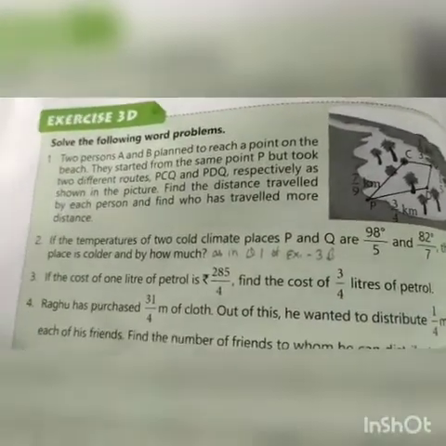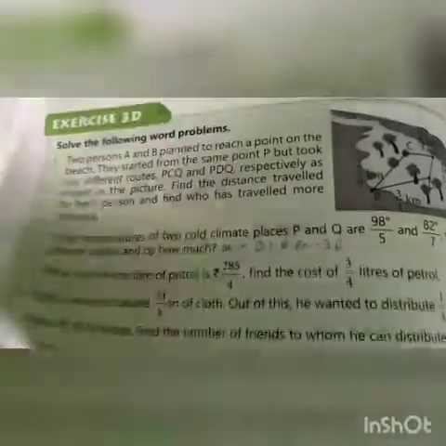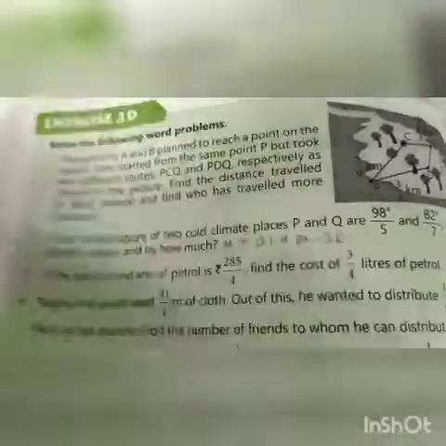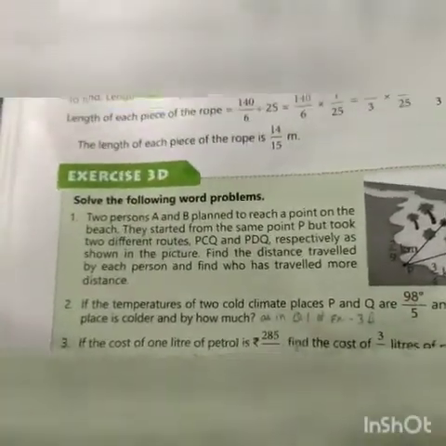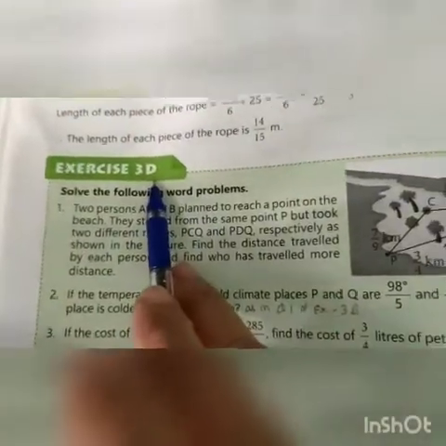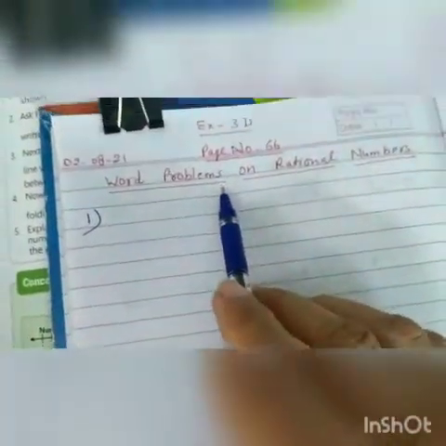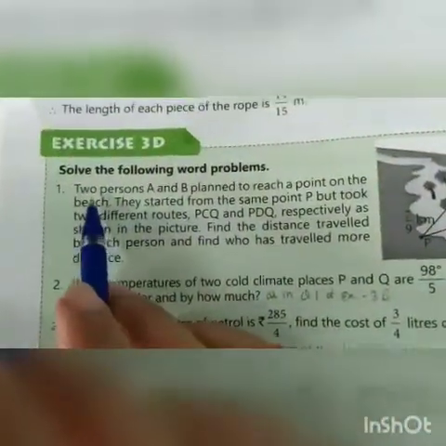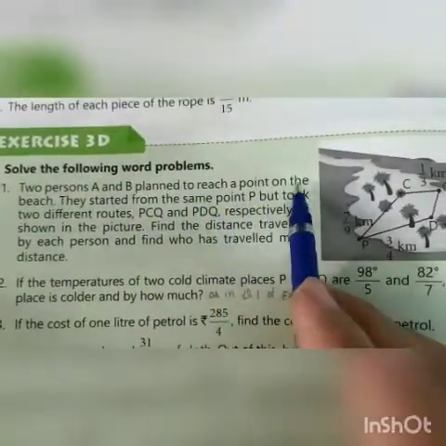In the previous class, we completed exercise 3C, in which you learned addition, subtraction, multiplication and division of rational numbers. Today I am going to start exercise 3D, in which you will study word problems based on rational numbers. Let us start.